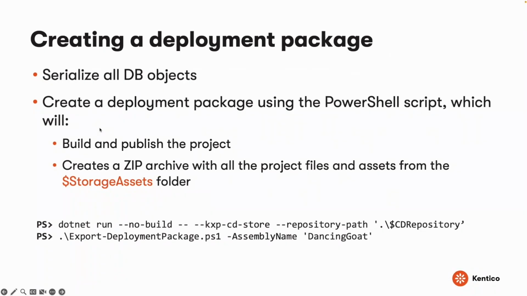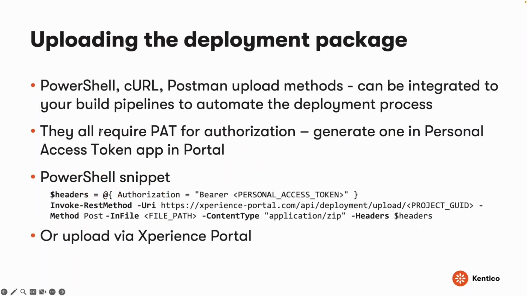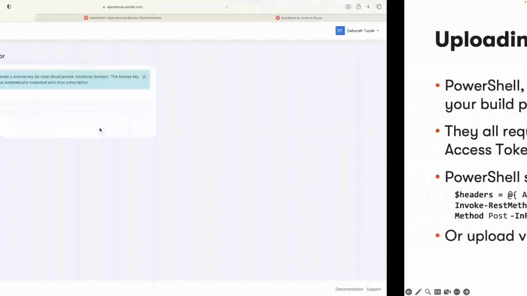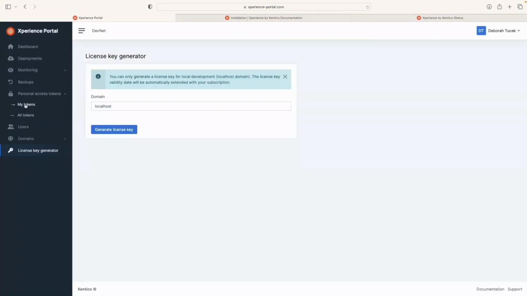Now there are 2 ways in which you can do this. If you're working in a larger team, it's probably best to automate the upload step within your CI/CD pipeline so that it gets uploaded programmatically. For that, you'll need a personal access token for authentication, and this can be generated and managed within the Xperience Portal.